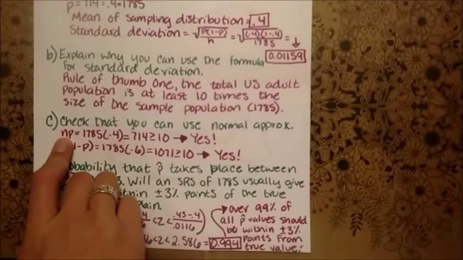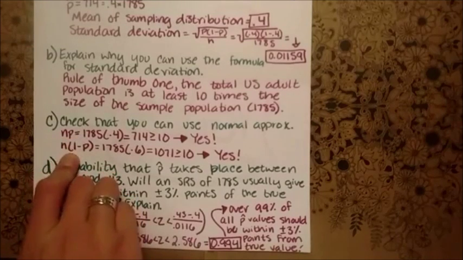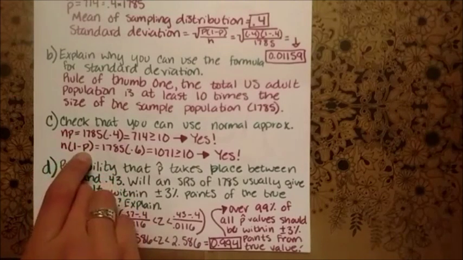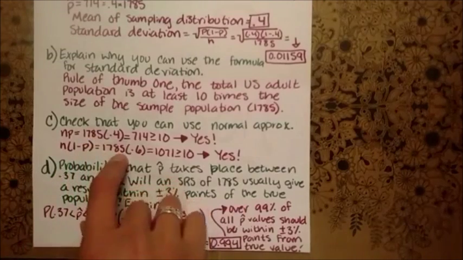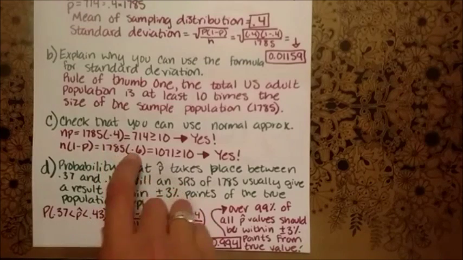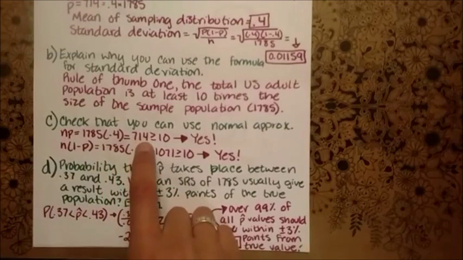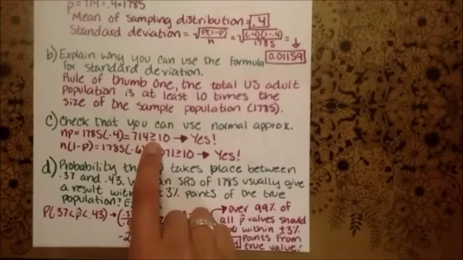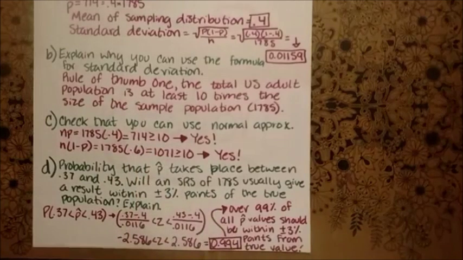Next, it just asked to check that we can use normal approximation, and we can because of rule of thumb 2, which is np and n times 1 minus p, and I just did those right there. So this is n, and then this is p and 1 minus p, and then this is what I got for those two, and they're both bigger than 10, so you can use normal approximation.